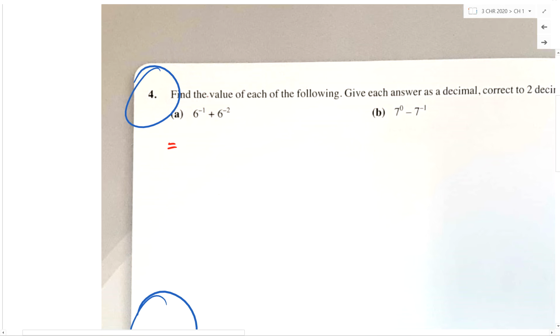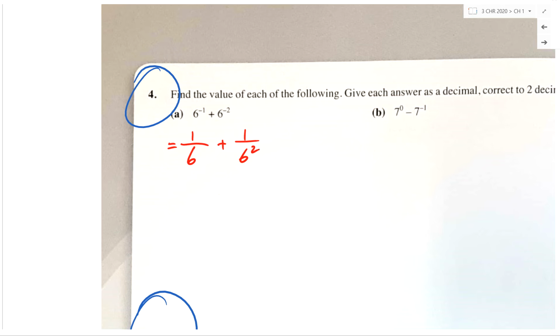If I want you to rewrite it, what will you write? 6 power negative 1 is 1 over, yes, 1 over 6 power 1. Very good, but we don't need to write power 1, isn't it? So let's remove this. And the next one, 6 power negative 2 is the same as 1 over 6 power 2. 6 power 2 is just 36, right? So it is in primary school, same thing. 1 over 6 plus 1 over 36, what will you do?